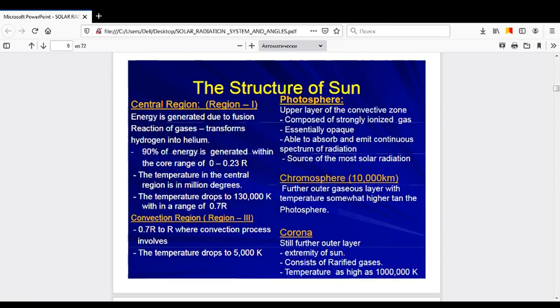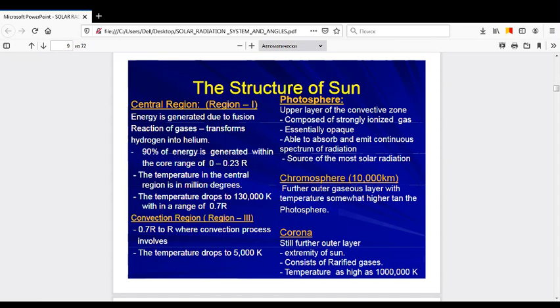Now the structure of the Sun. In the central region, energy is generated due to the fusion reaction of gases, transforming hydrogen into helium. 90% of energy is generated within the core range of 0 to 0.23 R, and the temperature in the central region is in millions of degrees. The temperature drops to 130,000 Kelvin within a range of 0.7 R.